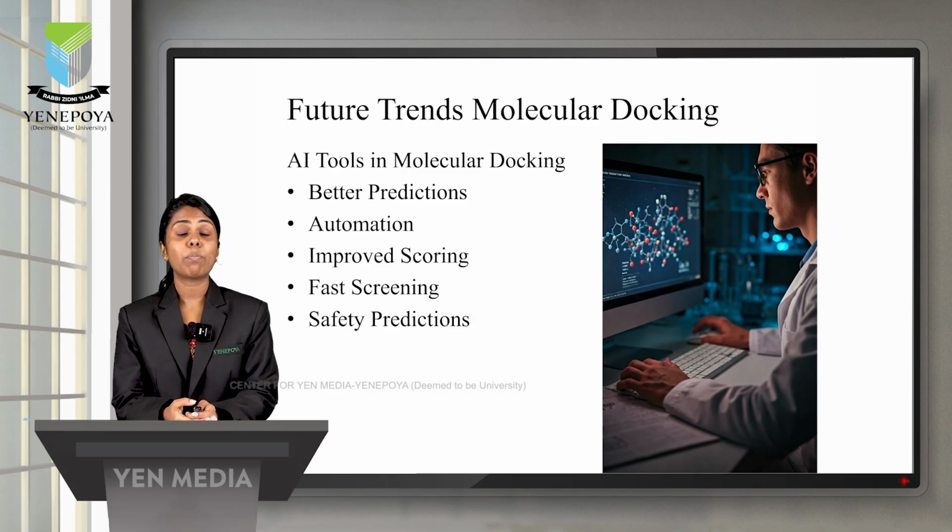Safety prediction. In the sense that an AI tool can predict safety or toxicity, it means we can select the safer drug for the drug discovery process.